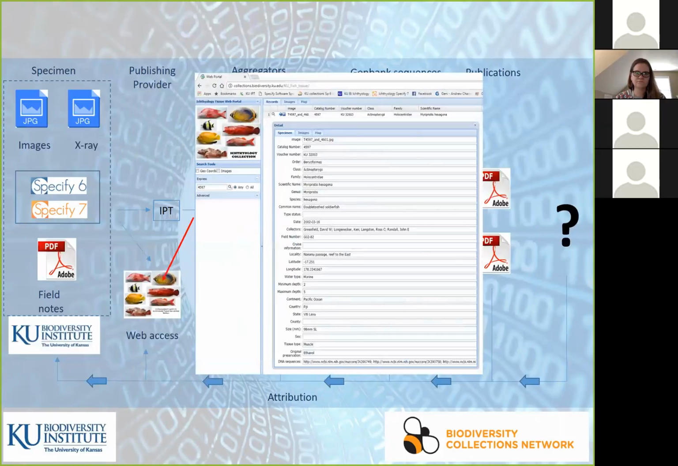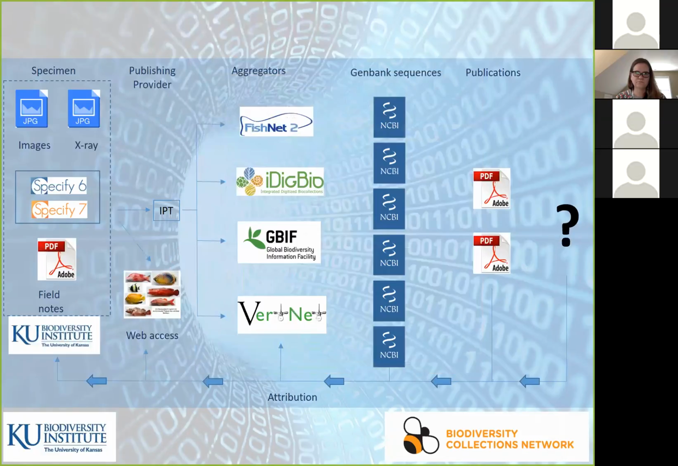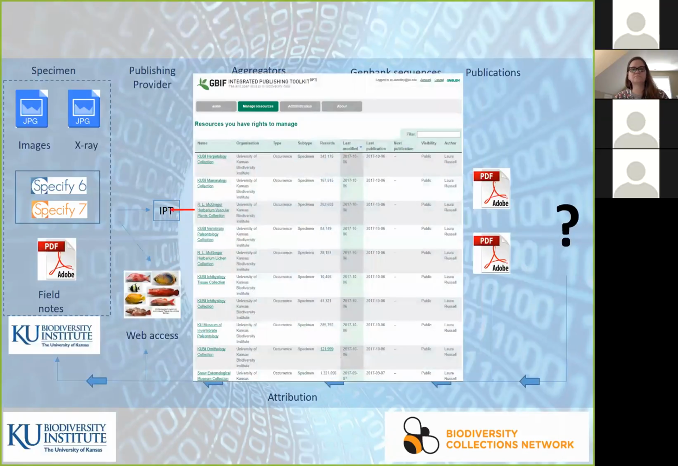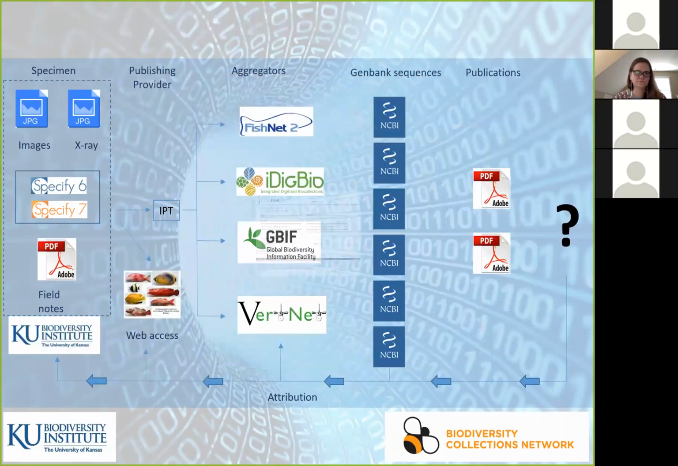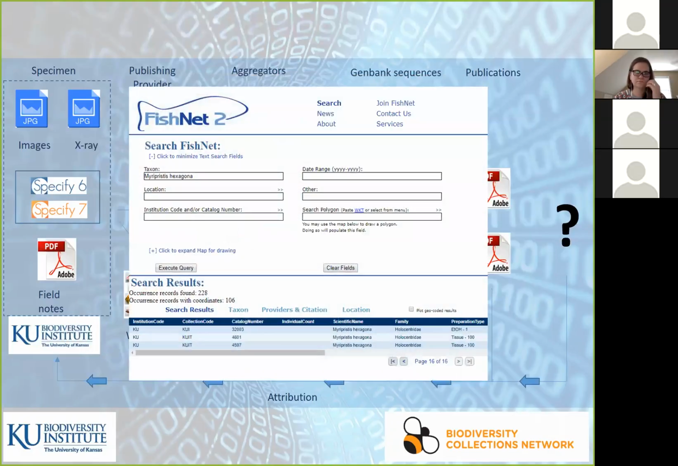So we also have our own web access portal where people can go and search our collections, as well as porting our material out through IPT. We also have our own web access portal that allows people to search the collection directly. So you have these numerous different pathways in which people are using these collections. Obviously, the main avenue of getting our data out into the outside world is through the IPT client. This is the IPT client for KU that has all of our collections involved in it, and those are then ported out to all of the different aggregators.